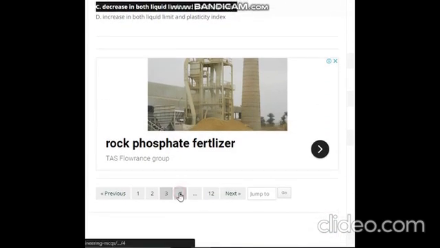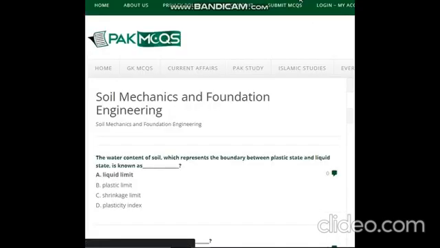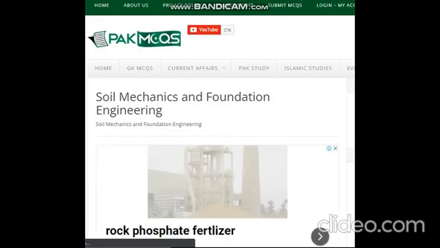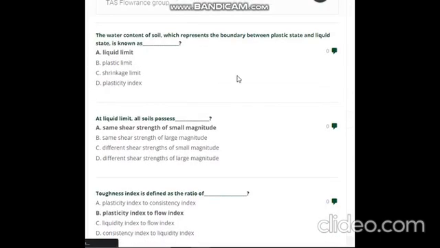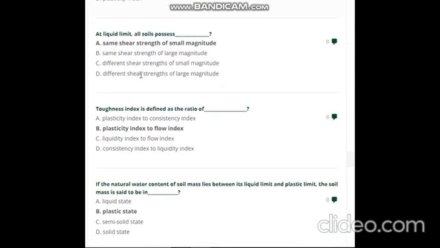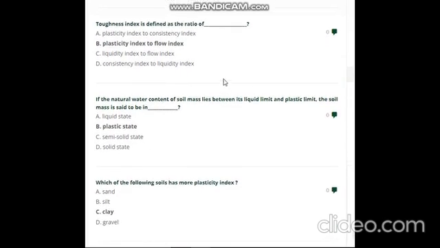Well, in page number 4, the water content of soil which represents the boundary between plastic state and liquid state is called liquid limit. This is the most important and examined question. At liquid limit, all soils possess the same shear strength of small magnitude. Toughness index is defined as the ratio of plasticity index to flow index.